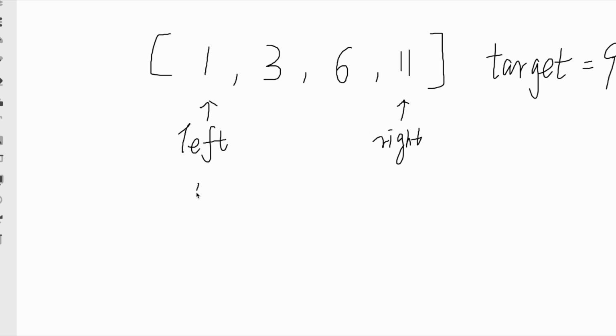And then we sum them up. 1 plus 11 equals 12, which is greater than 9. So now we need to move one of the pointers to get a sum which is less than 12. So now we need to move the right pointer to 6.